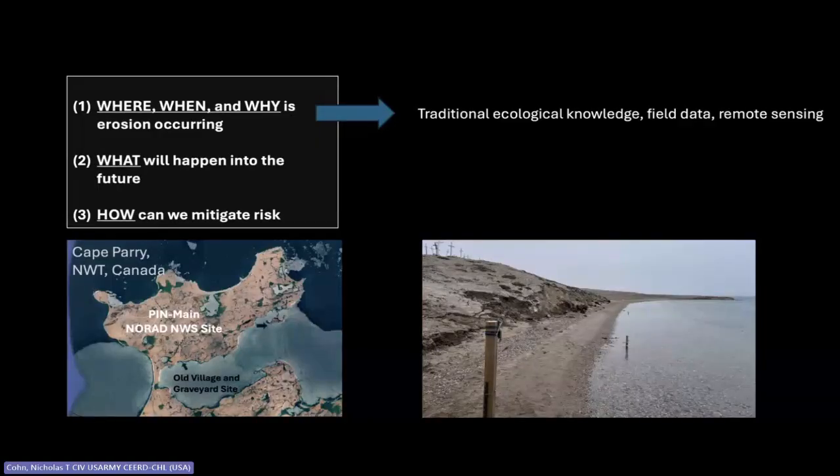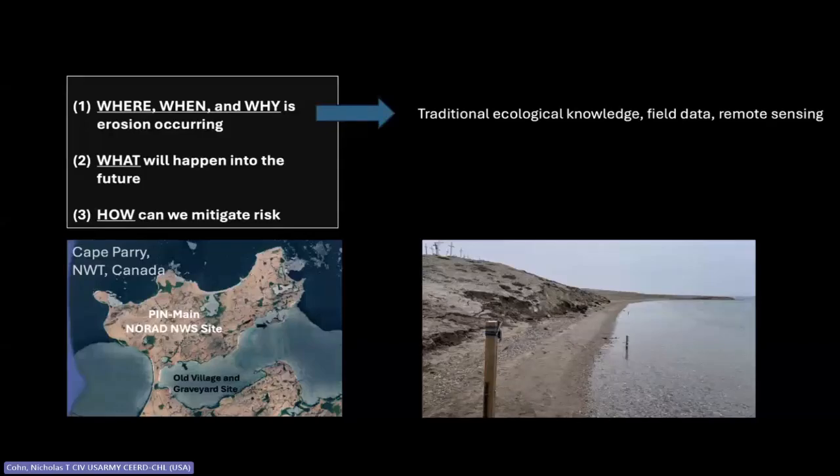One of them is this Pin Main Station, also named Cape Perry, which is in the Northwest Territories of Canada. And interestingly, there's an old village here, and so even though it's largely a military site, there's lots of historic artifacts. The population center moved a couple decades ago, but now, as you can see in the bottom right-hand panel, the graveyard where they buried a lot of the community members, people that actually worked at the former NORAD North Warning System site, is within about 10 meters of this bay system.